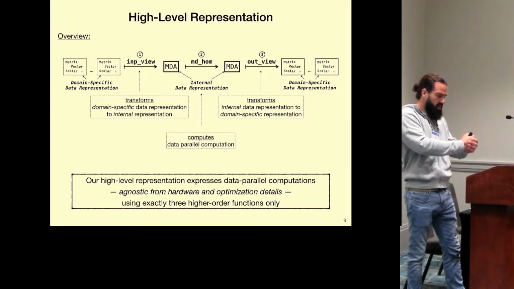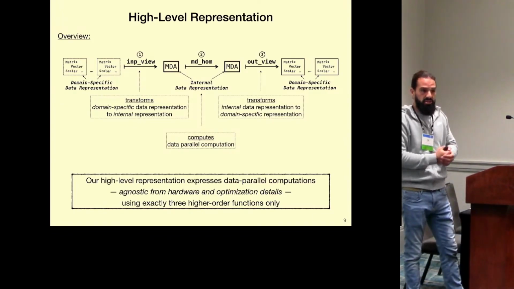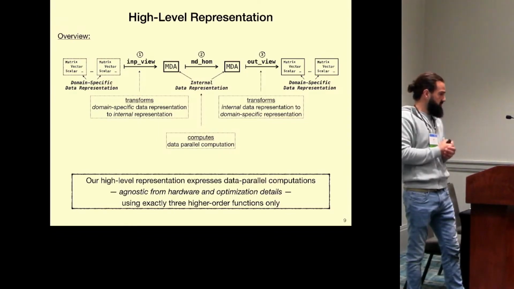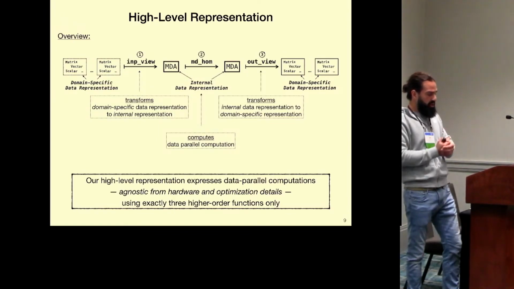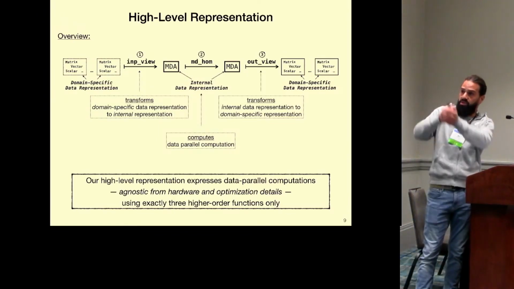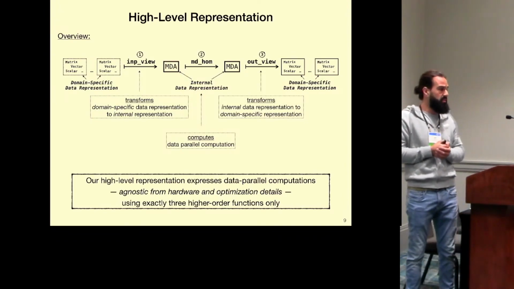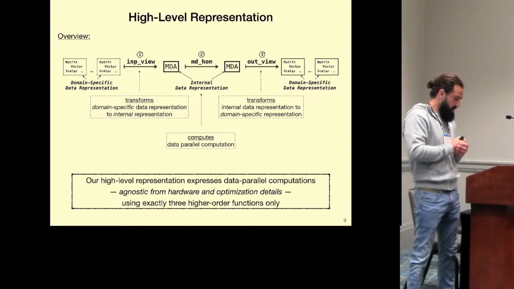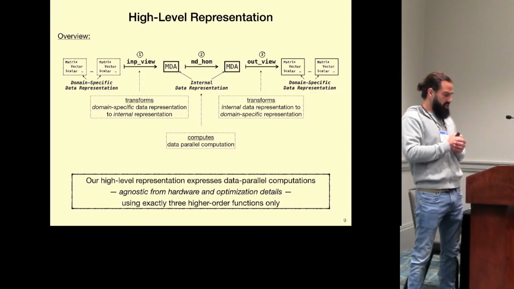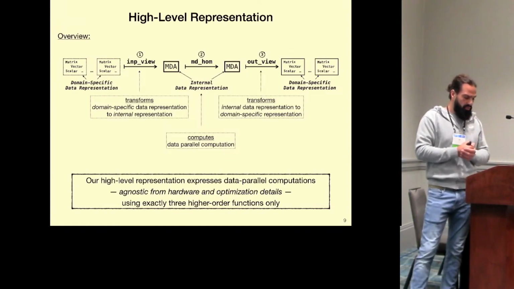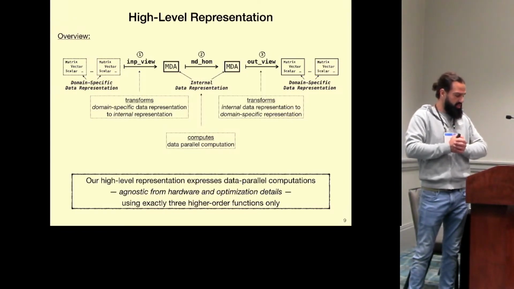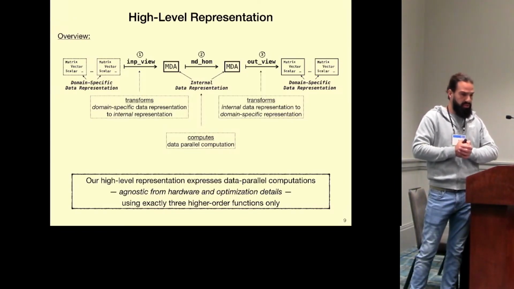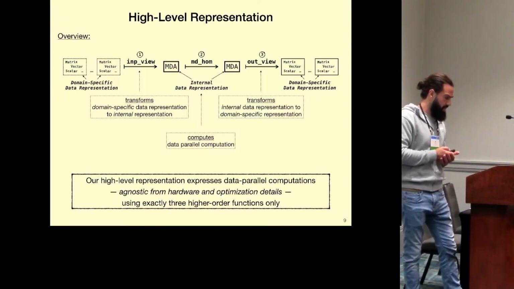InView transforms the domain-specific data representation, for example, matrices and vectors, as in the case of matrix-vector multiplication, to an internal data representation. This is denoted as MDA here, meaning multidimensional array, so quite close to the workshop topic here. MDH computes the data-parallel computation, and OutView is the counterpart of InView. It just transforms the internal data representation back to the domain-specific representation, for example, an output vector.